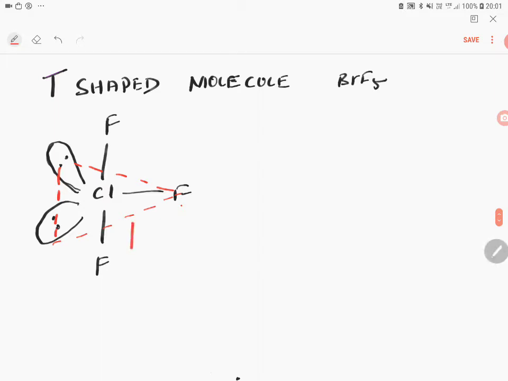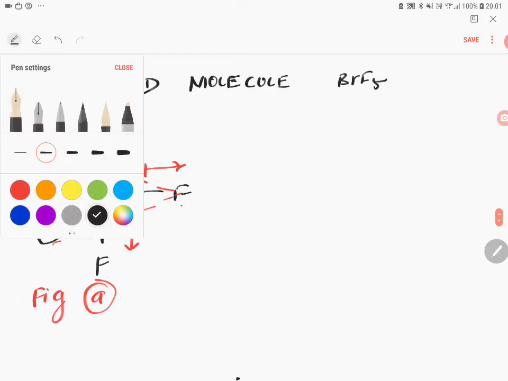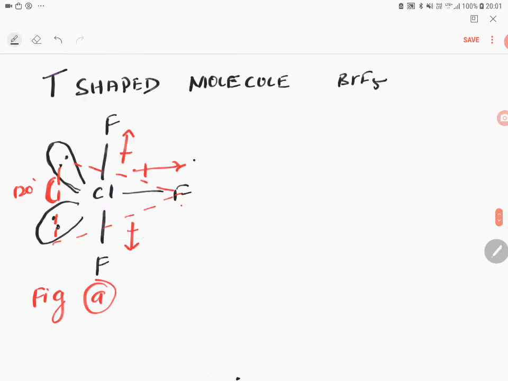So now the dipoles will be oriented like this. This bond angle, what you are seeing, is 120 degrees. This is a trigonal planar combination. So let me say this is figure A. Pay attention, because this concept will come as a competitive question for you. They'll ask which of the following is more stable.